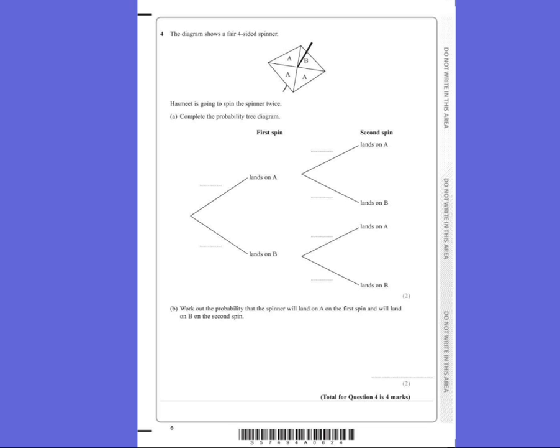Question 4. The diagram shows a fair four-sided spinner. Is going to spin the spinner twice and complete the tree diagram for this. So the probability of getting A is 3 out of 4, and they're all equal pieces, so it's 3 out of 4. And the probability of getting a B is 1 out of 4. And that's not going to change because the spinner can't change sides or change shape.